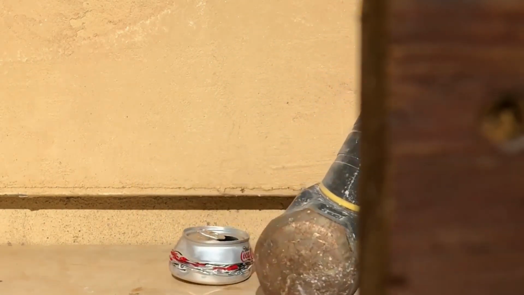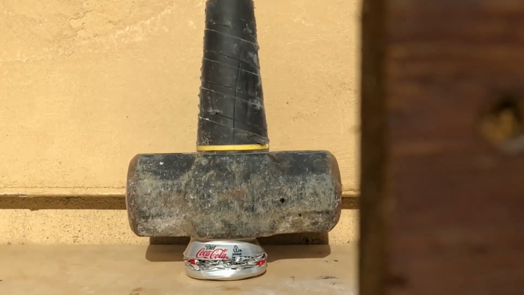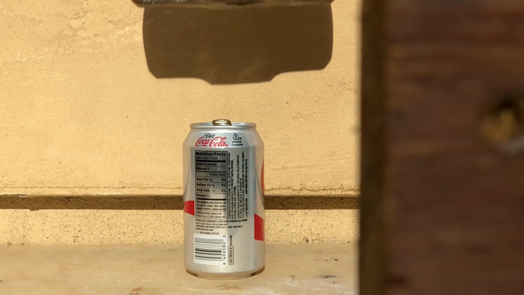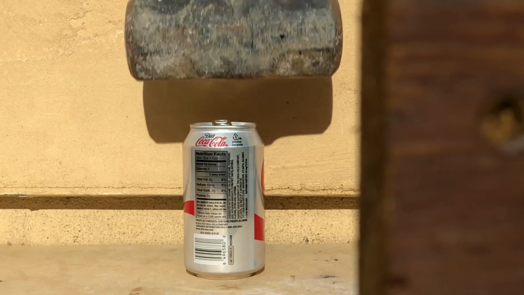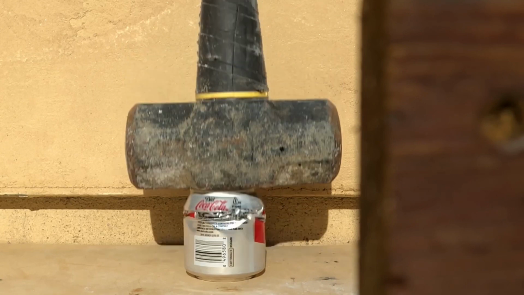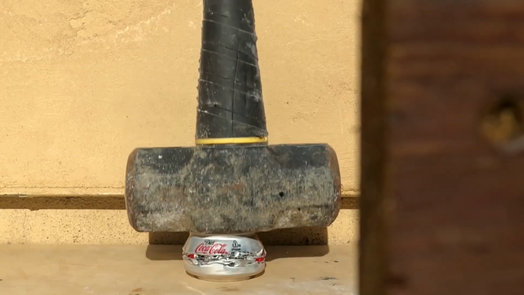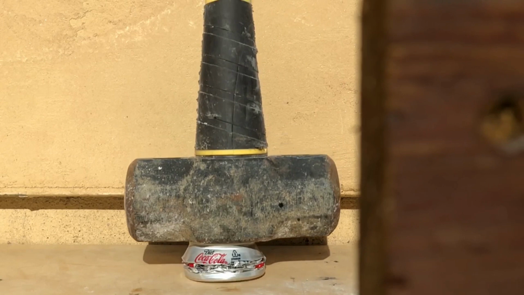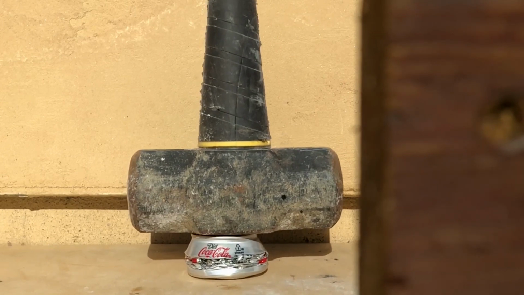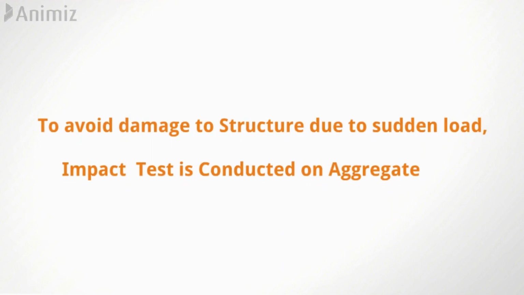Similarly, when impact load is applied on the aggregate, it also starts to break into pieces and hence reduces the durability of the structure. And that's why the impact value test becomes very essential before the use of aggregate as a structural material in concrete. Now, to avoid damage to the structure due to the sudden load, the impact test is carried out.